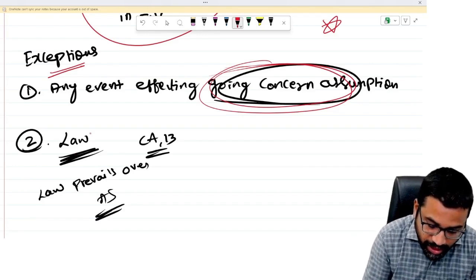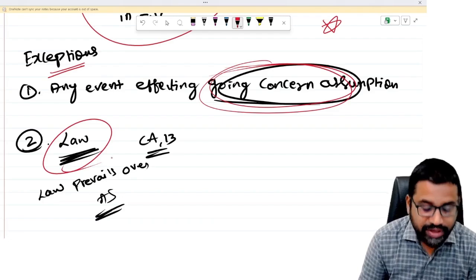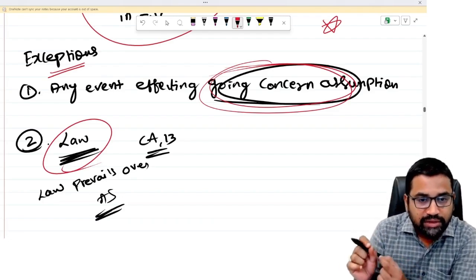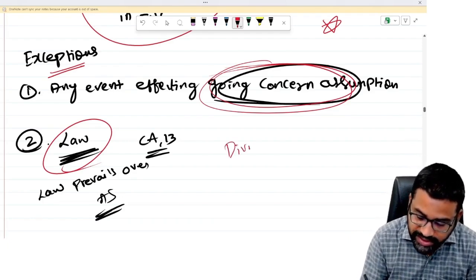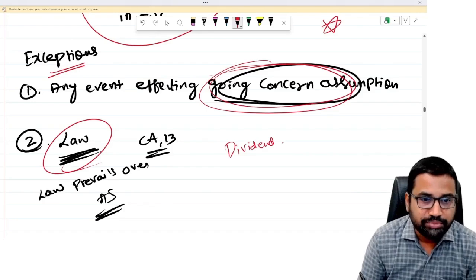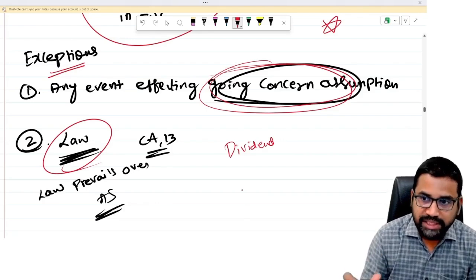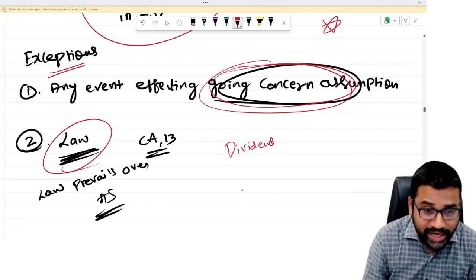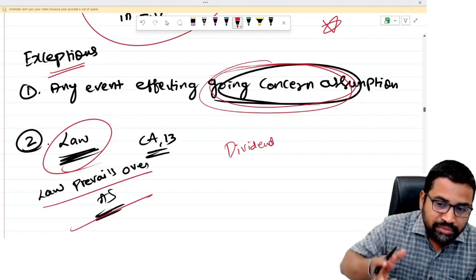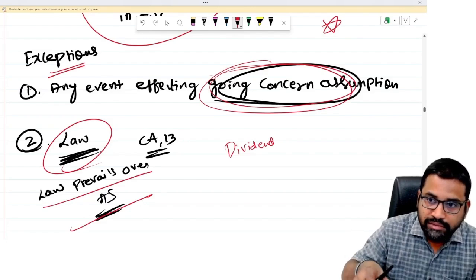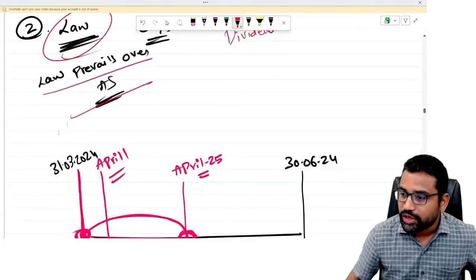Next, any event which is required by law. For example, law says you have to deal with a particular item in a particular manner. Dividend is the best example. Any dividend which is declared after 31st March is a non-adjusting item. So, non-adjusting only. When the law says something, you have to follow it, because law will prevail over accounting standards. So if any item is to be presented or disclosed in a particular manner as per the law, we need to follow the law.